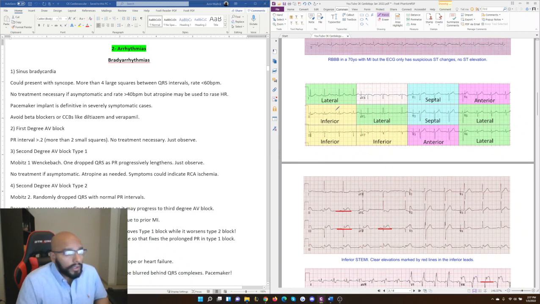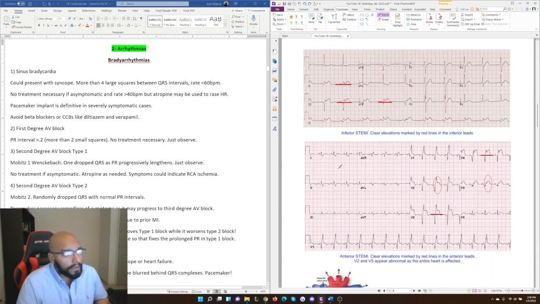This image is really nice to show you what leads are significant for different kinds of evaluations. So when you're looking at certain leads, you're looking at significant parts of the heart. When we care about the inferior part of the heart, which is related to the right coronary artery, we look at 2, 3, aVF. And more recently, the more significant MI topics that are popping up are the ones related to the anterior MI. So that's the pinkish area here, leads V3 and V4, right? You have your lateral leads and then you have your septal leads.